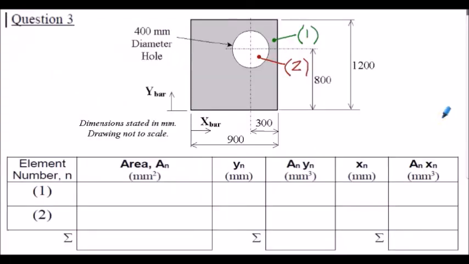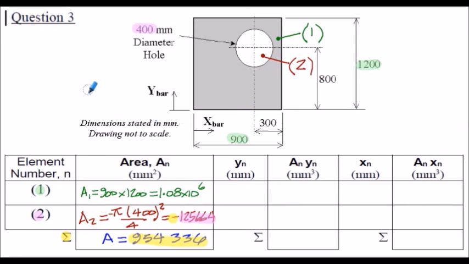Okay, so here's the solution to question 3. I'm just going to overview it for you generically. I've labelled element 1 as the plate here and element 2 as the hole. Again, my table includes the yn values and the xn values because I'm working out both the Y bar and the X bar here.